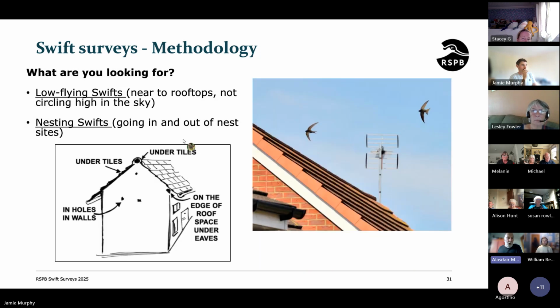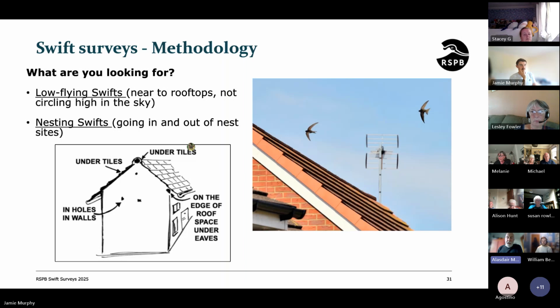So what are you looking for? What are we actually trying to spot? Well, we want to see low-flying swifts. By that, we mean ones that are coming down low near the rooftops, not way up high in the sky. Another reason swifts do well in cities is not just the nesting spaces, but because they feed very high. In cities, the levels of pollution often mean fewer insects, but higher up there's less of it, and so they can feed. So they tend to feed very high, and we're not interested in them. We want the ones that are coming down very close to the buildings.